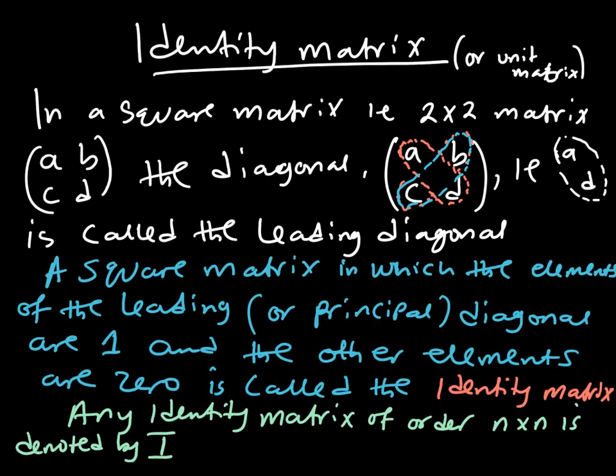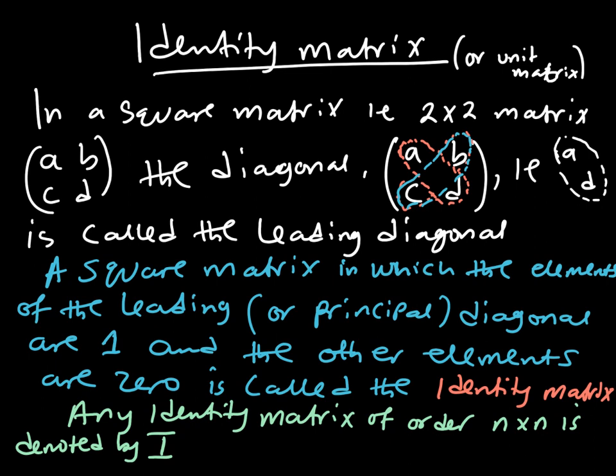So a square matrix in which the elements of the leading or principal diagonal are 1 and the other elements are 0 is called the identity matrix. Then we are saying that any identity matrix of order n by n is denoted by I. So we are going to use capital I to denote any identity matrix, of any order, as long as it's a square matrix. You know, identity matrices apply to square matrices.